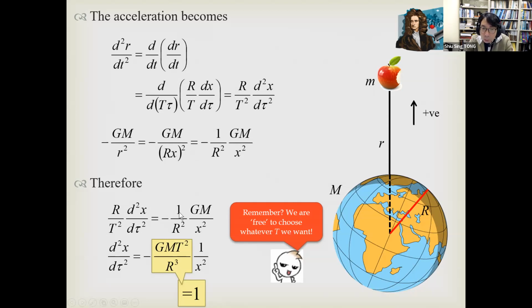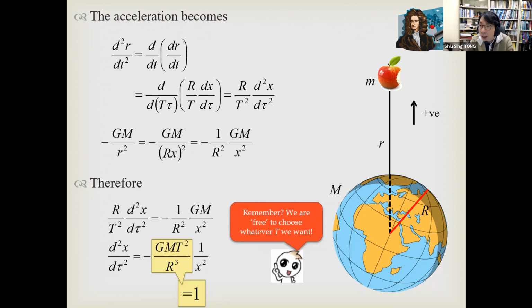Now we can put all the constants together. The GM are of course constants, but in this problem, the big R and the big T are also constants. So we put all of them on the right-hand side of the equation, and it becomes GM T squared over R cubed. Now remember one thing, we haven't defined what T is yet. The T seems to be an arbitrary constant, which carries a dimension of time, right?